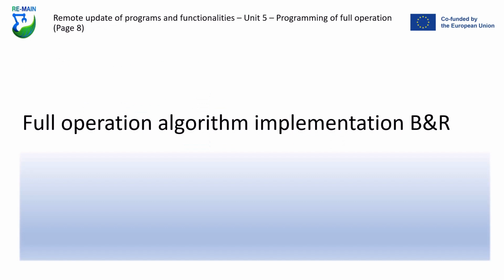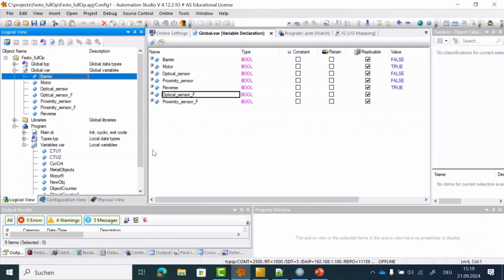Let us proceed now to the implementation of the algorithm of full operation in the B&R environment. First, we have defined all the variables. In the global variables section, we have defined the variables that will map the inputs and outputs of the controller, such as the barrier, the motor, optical and proximity sensor, and the reverse control signal.